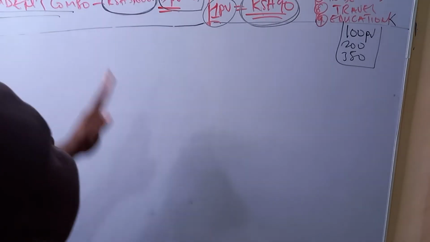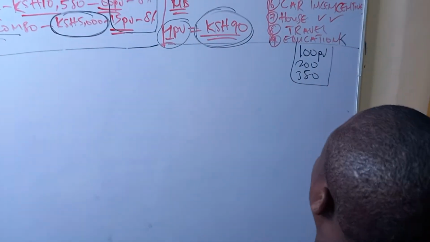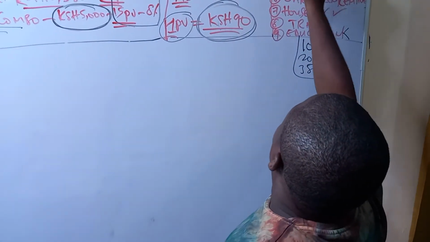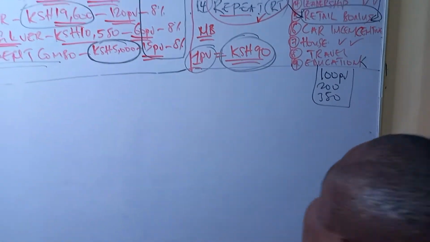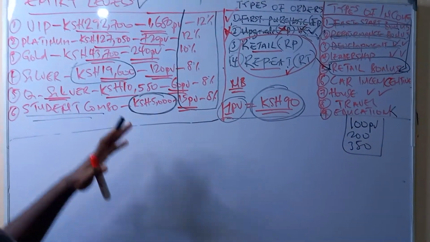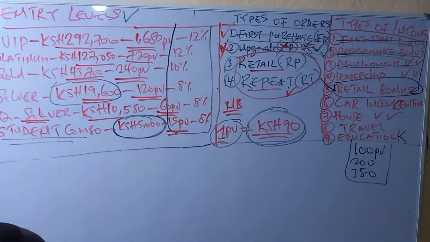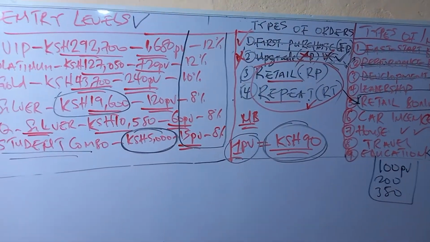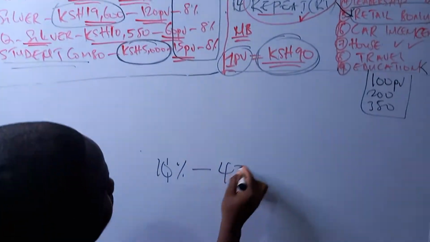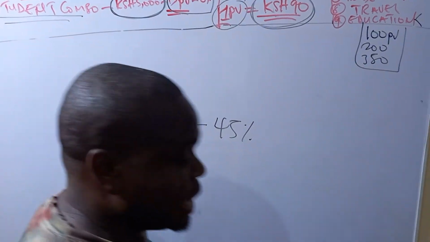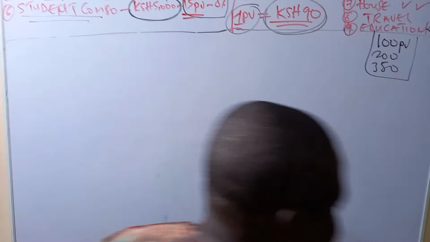So we've looked at entry levels, types of orders, types of income. Types of income we've looked at: fast start, performance, development. The leadership bonus is a bit complex. Depending on your rank, Mr. Solomon, who is now our cameraman, will touch on the leadership bonus better. Depending on your rank, you earn between 10% to 45%. So Mr. Solomon will explain that later after I'm done with the retail order. Okay, then I'll turn to the cameraman.